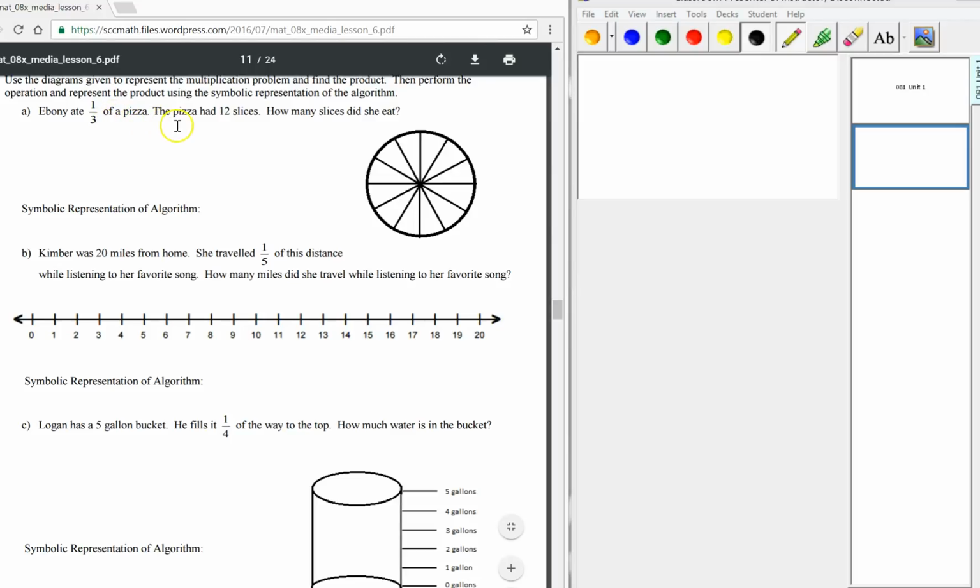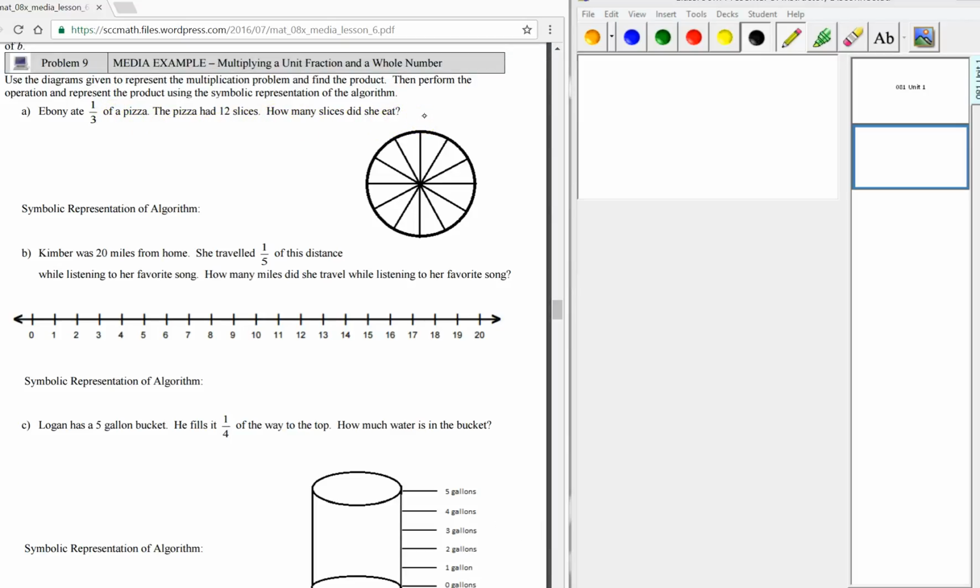Ebony ate 1/3 of a pizza. The pizza had 12 slices. How many slices did she eat? First, notice in terms of units that we're changing our unit throughout this problem. We start with 1/3 of a pizza, so a pizza is the unit. Then we cut the pizza into 12 slices, and our question is asking about the number of slices she ate, so the slices are the unit.